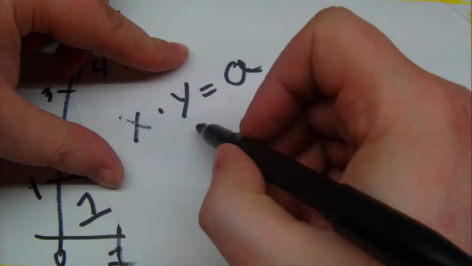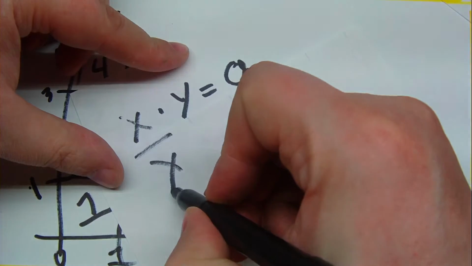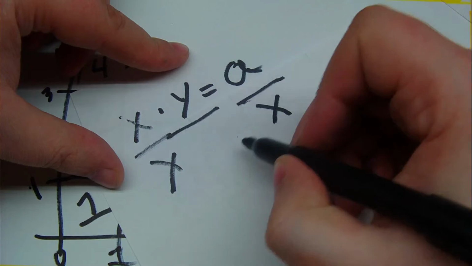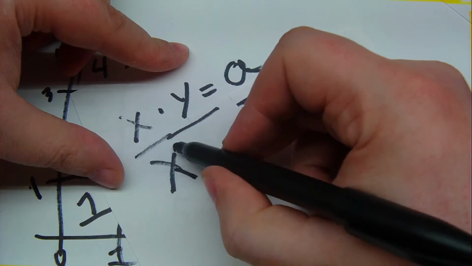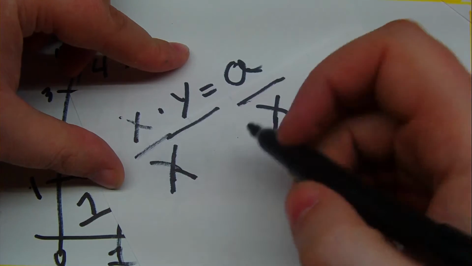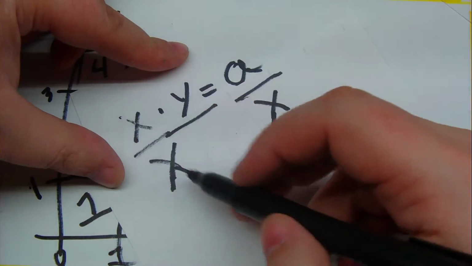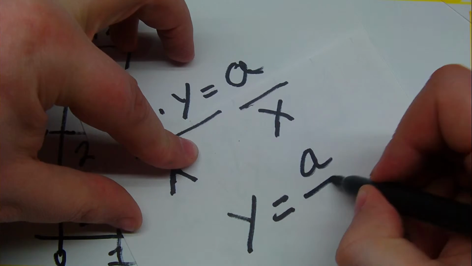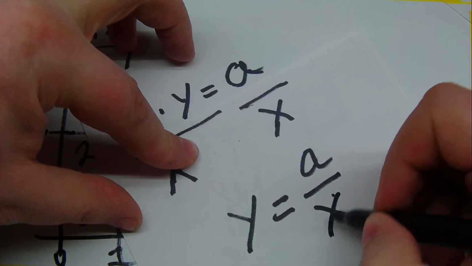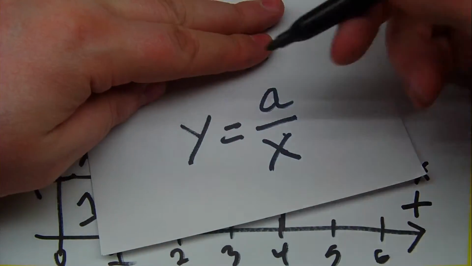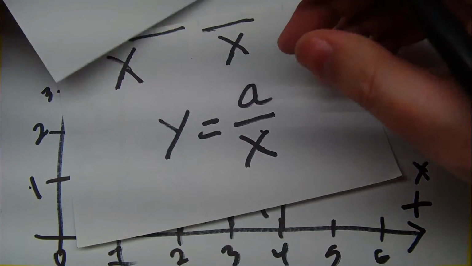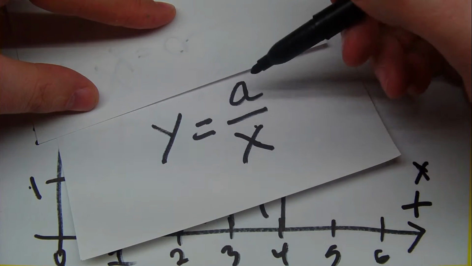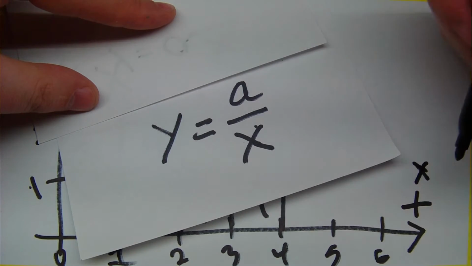Now if I take the x and divide it by x on both sides, x, make sure that looks like an x and not a y. Okay, if I do that, then these two cancel out, giving me y equals a over x. Or my y is equal to an area divided by some distance in the positive direction.